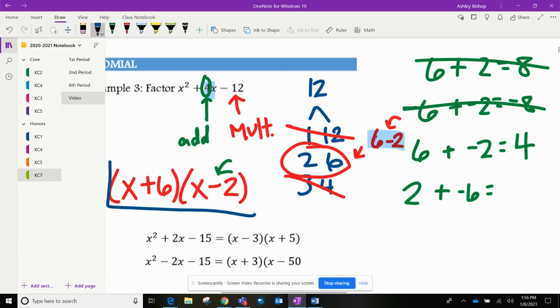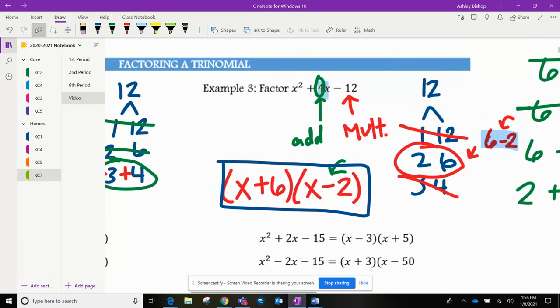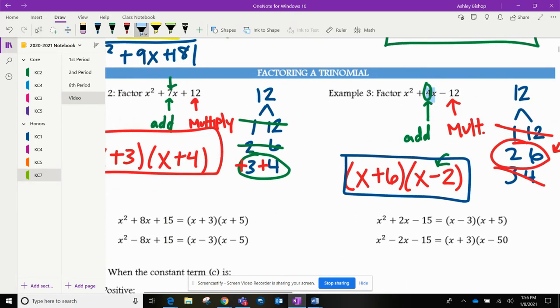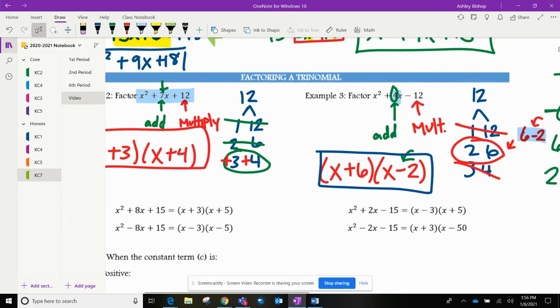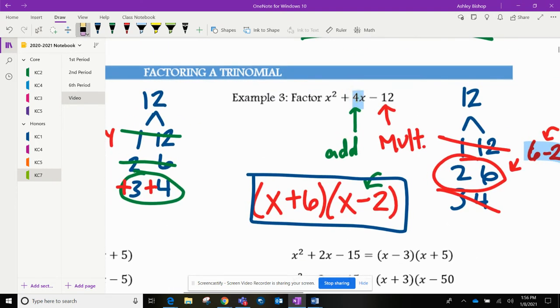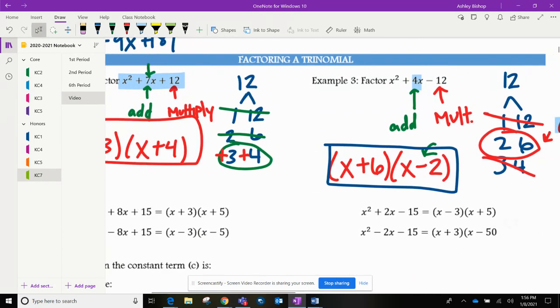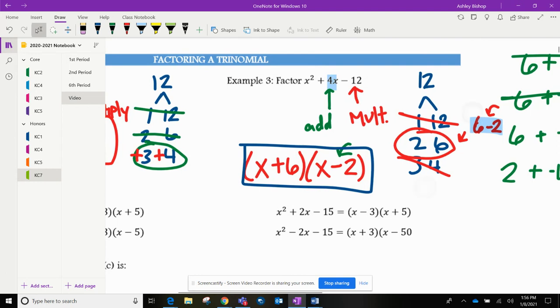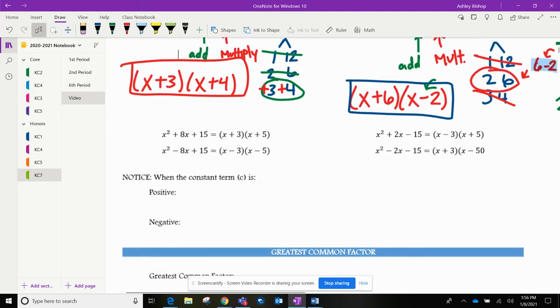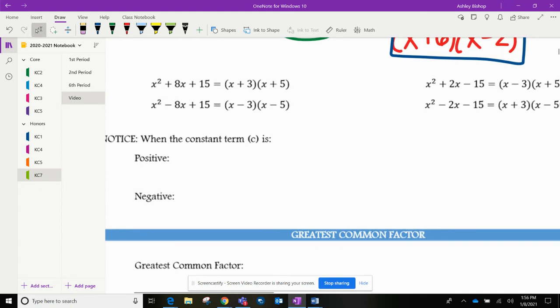It seems more complicated than the last problem because everything was positive in that problem, x squared plus 7x plus 12. When everything is not positive, for instance the negative 12, we have to do a little bit more thinking, but I'm going to show you a shortcut so you don't always have to think about these 4 options. We have x squared plus 8x plus 15, which factors to x plus 3 and x plus 5. And I also have x squared minus 8x plus 15, which factors to x minus 3 and x minus 5.